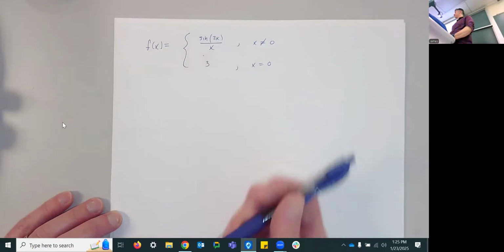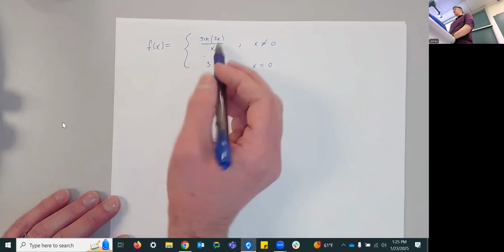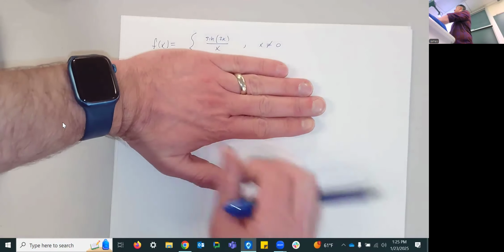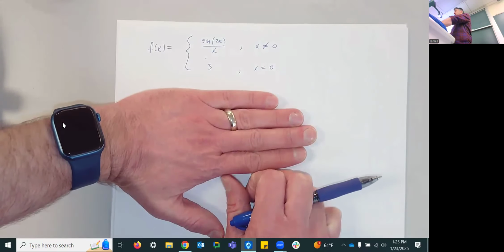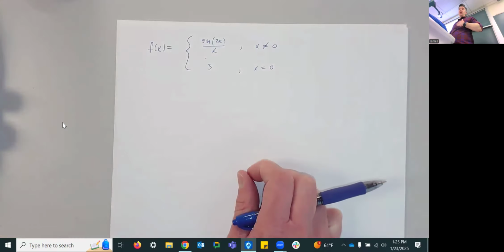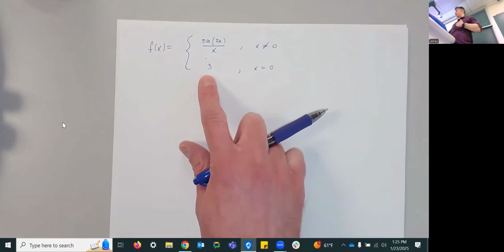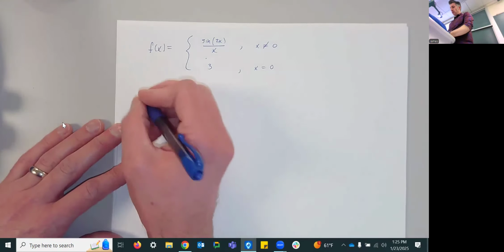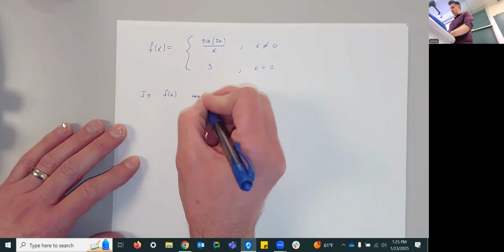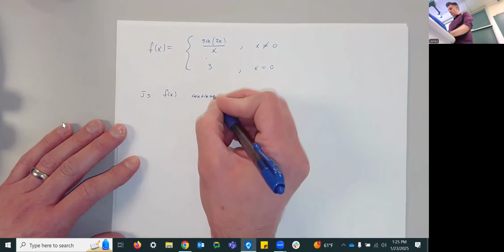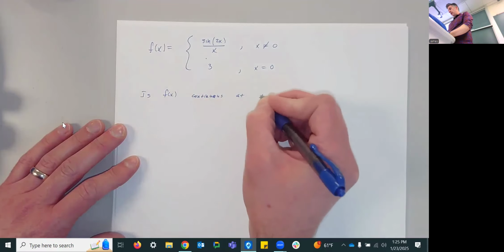Okay, so let's talk about all three things. Now, I should say, that piece of the function is undefined at 0. The function itself is well defined at 0. I have defined it to be equal to 3 when x is 0. So let's check to see, is f of x continuous at x equal to 0?